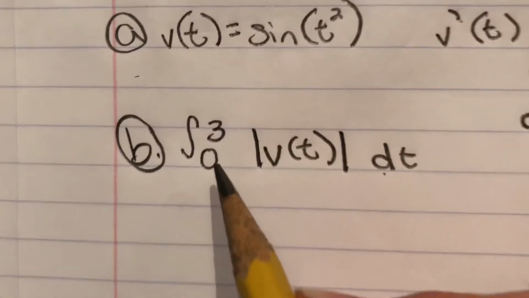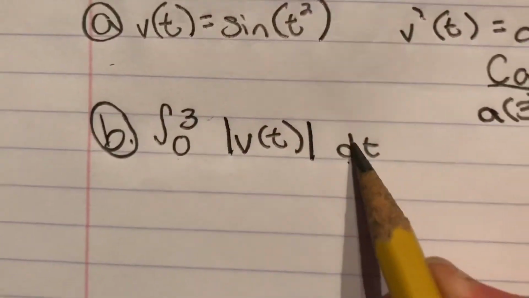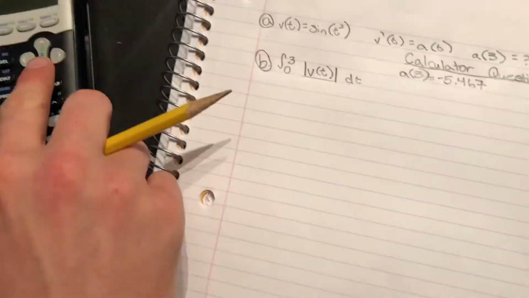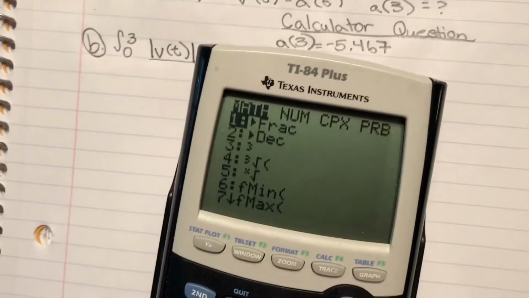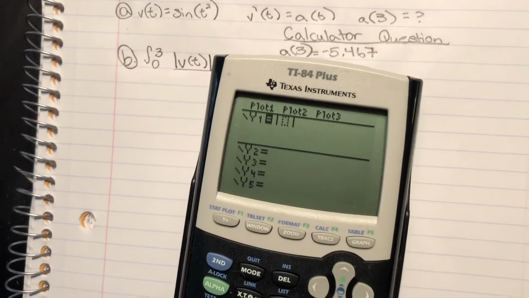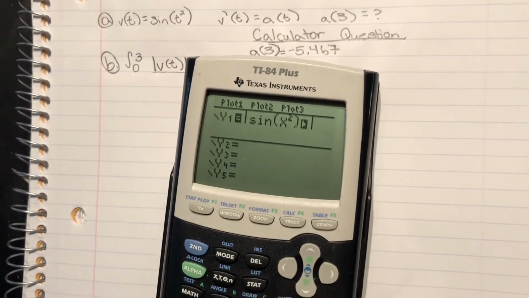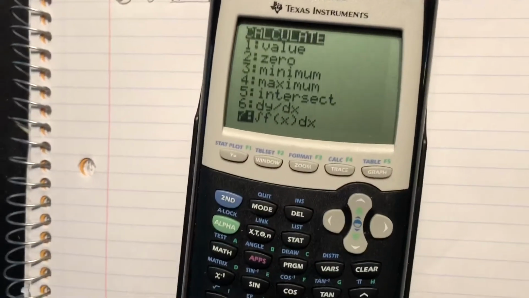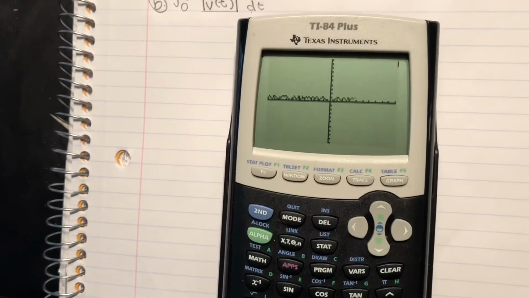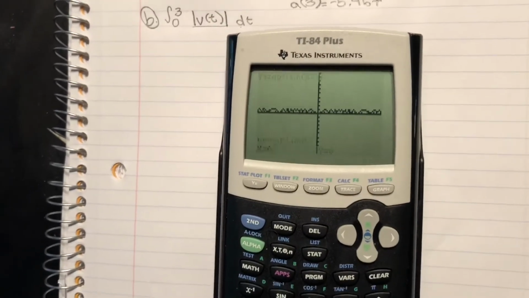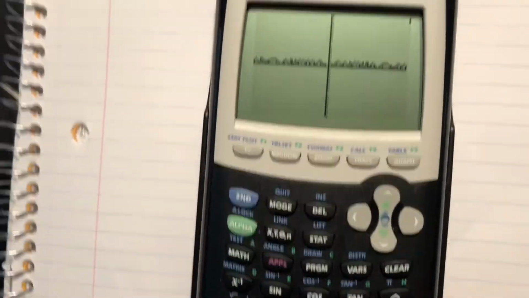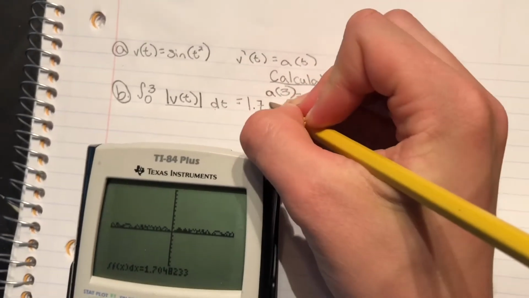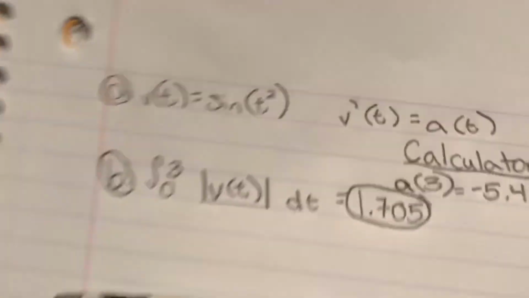In part B, it asks us to find the total distance traveled from time 0 to time 3. To find this, we put the inside function in the absolute value because then that will account for the total positive area under the curve. So we plug that function into our calculator with the absolute value, and we go down to the integral, and as you see, it'll all be positive, and we put in the lower limit and the upper limit, and there is our answer of 1.705.